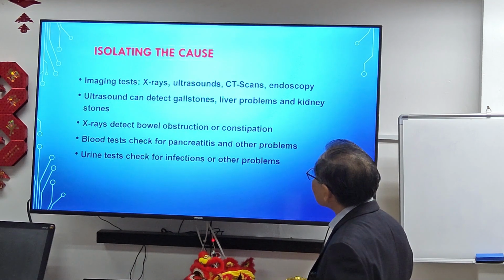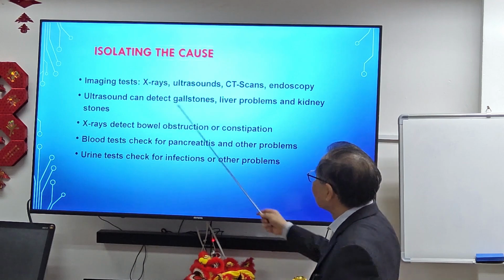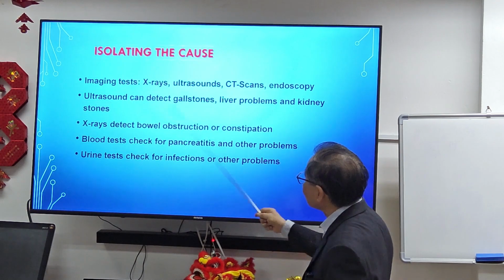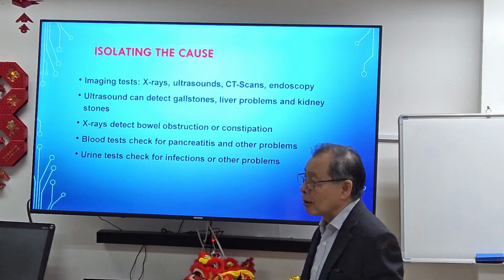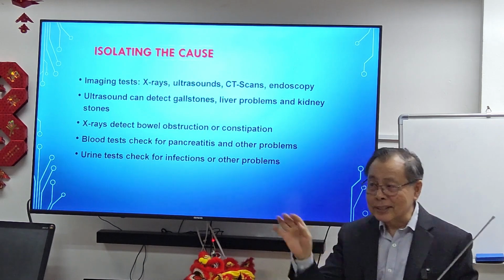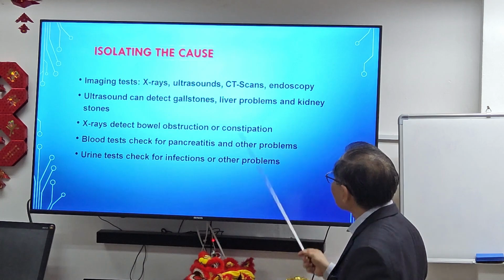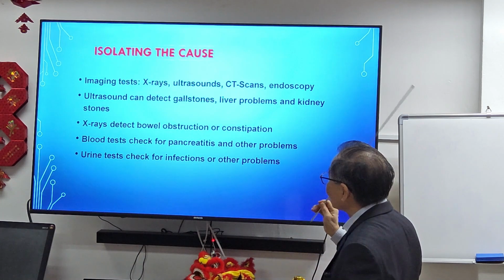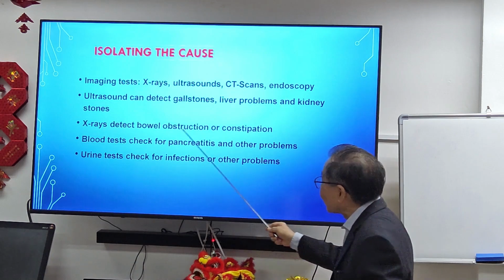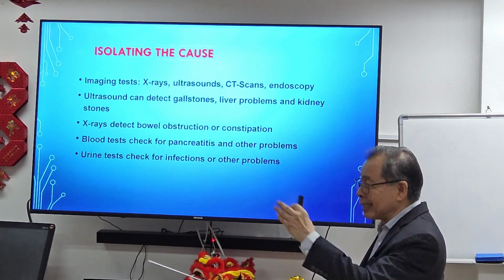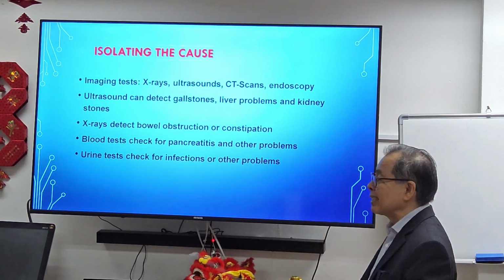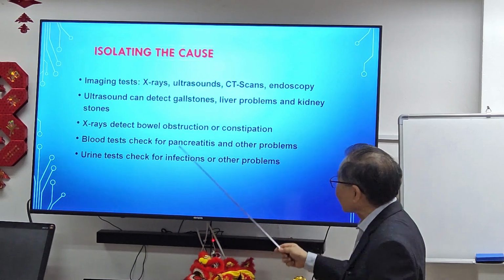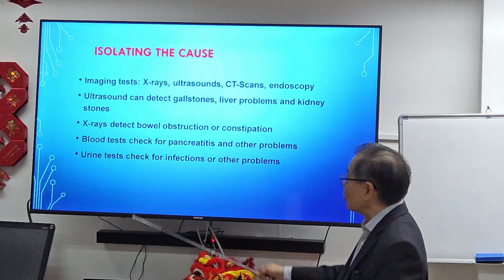abdominal pain. So how do you determine the cause? You need to do tests: X-rays, ultrasound, CT scans, endoscopy. Ultrasound can detect gallstones. Endoscopy, of course, can detect ulcers and things like that in the stomach, bleeding and so forth. Ultrasound also can detect liver problems and kidney stones. X-rays can detect a lot of other things, bowel obstruction. You can see the feces accumulated in your colon on X-ray. Blood tests can check for pancreatitis and infection. Urine test.